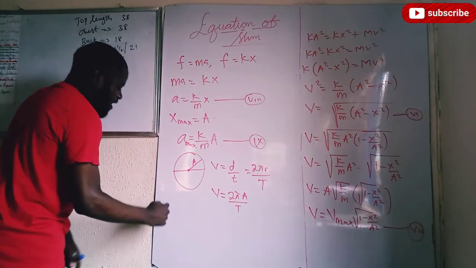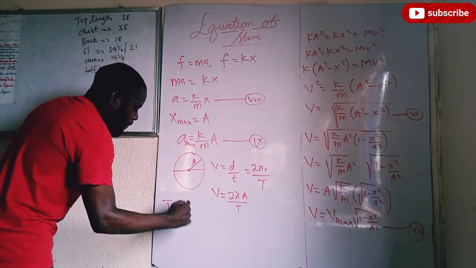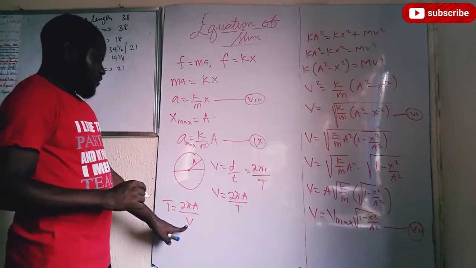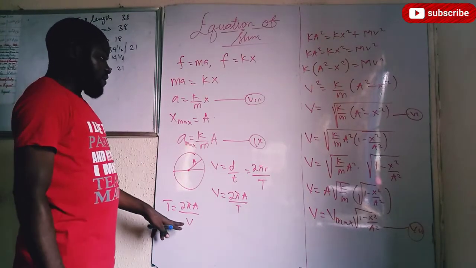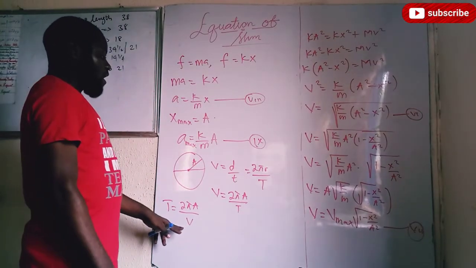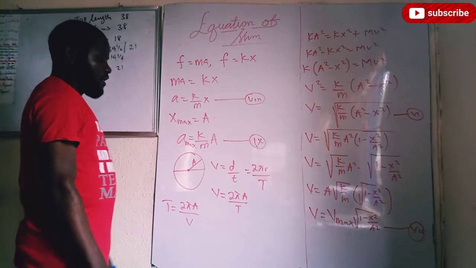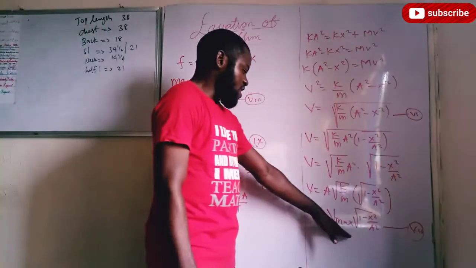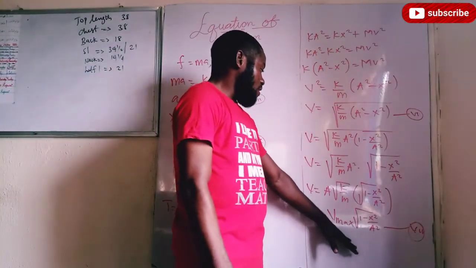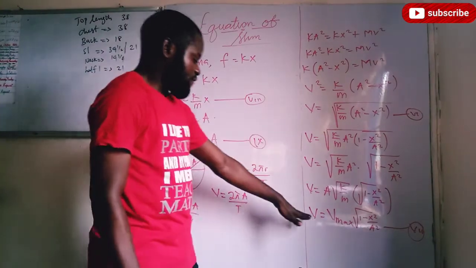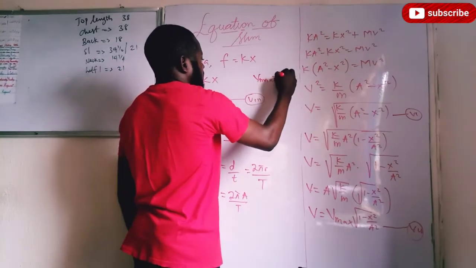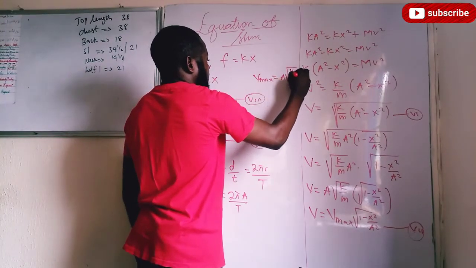So if I cross multiply, I will have that T equals 2 pi A divided by V. Are we together? Good. If we are together, I can just come down to this place. If this is my V, V now is a velocity, right? And we have been able to show from here that V max is equal to A root K divided by M.